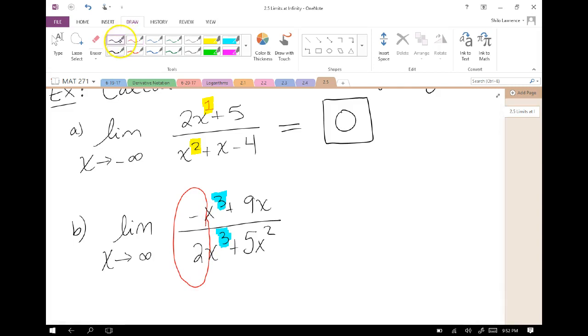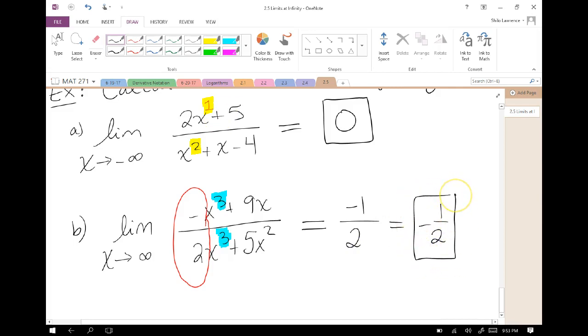So the answer to this limit is a fraction. We're going to start it off as a fraction. Sometimes it will simplify. My leading coefficient in the numerator is -1. My leading coefficient in the denominator is 2. So you could leave it like that, that's perfectly fine, but we get -1/2.